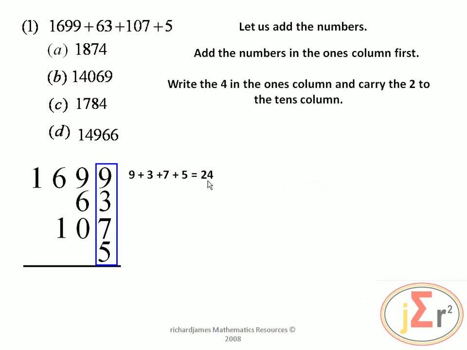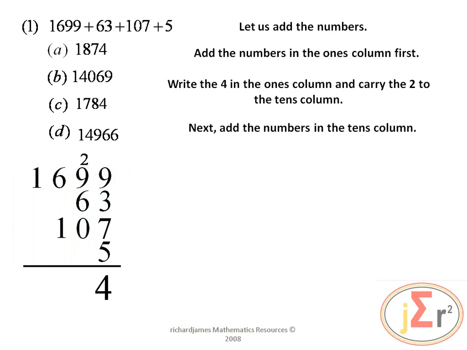So we are going to write the 4 down, and we are going to carry the 2 to the tens column. As a matter of fact, this 24 that we have right there means 4 ones and 2 tens. This 2 is going to be taken to the tens column, and the 4 will be written down. Right.